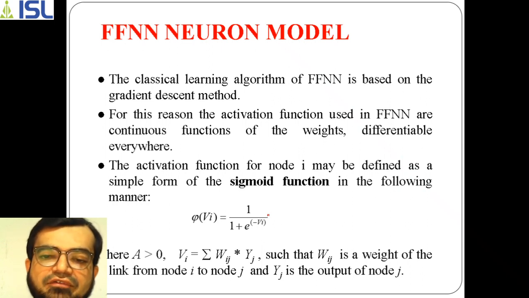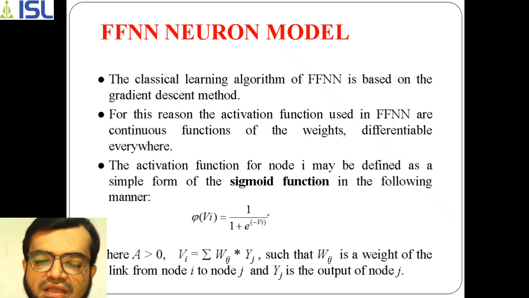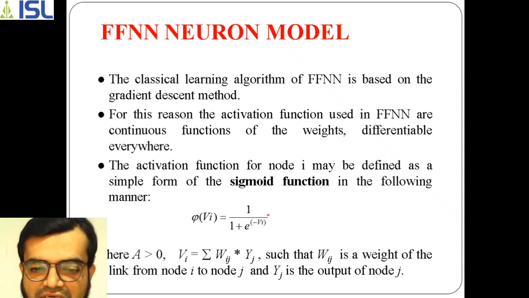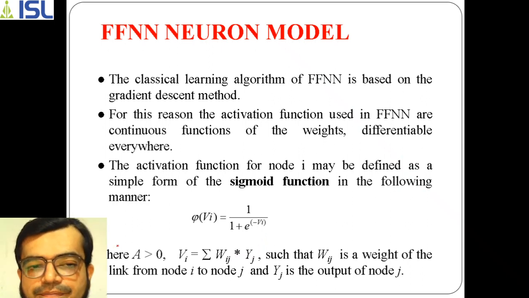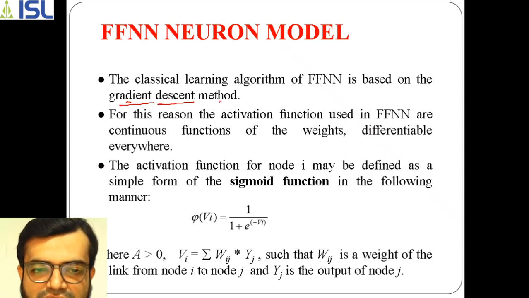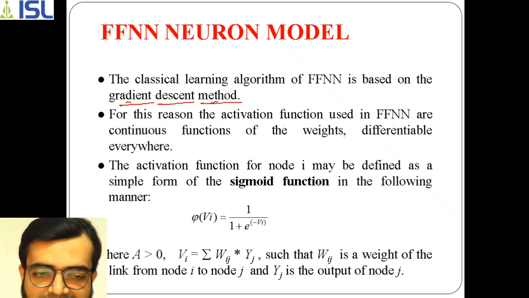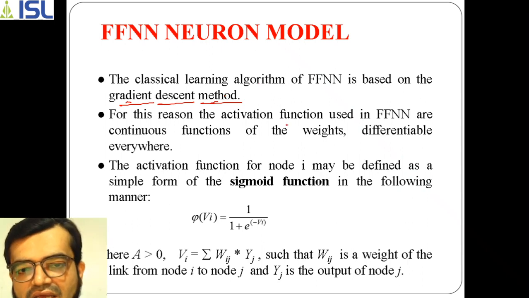Now how do feed forward neural networks exactly work? We have shown that they use a hidden layer between the input and output layers. Now we need to learn the algorithm, which is based on the gradient descent method. The feed forward neural network is based on gradient descent, which is the most common optimization.